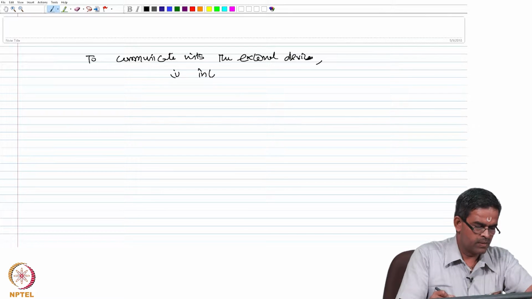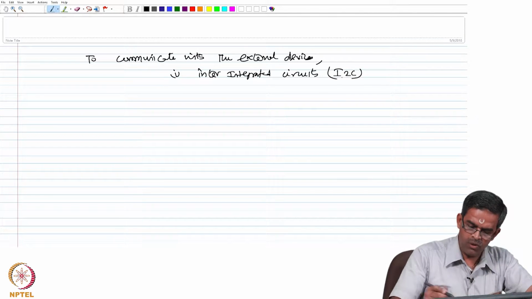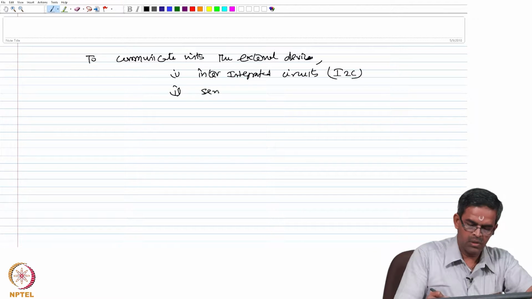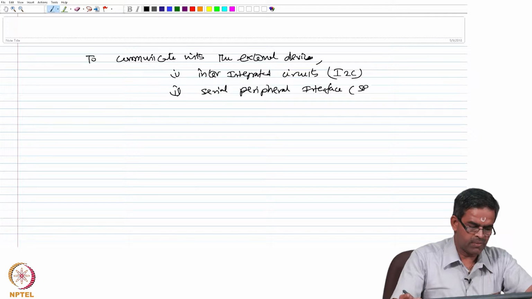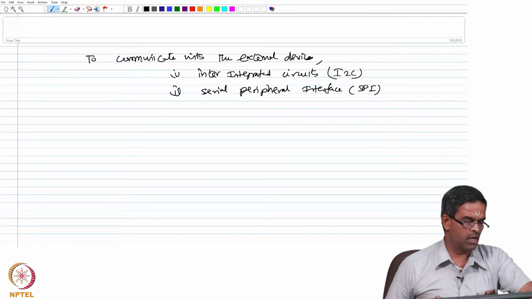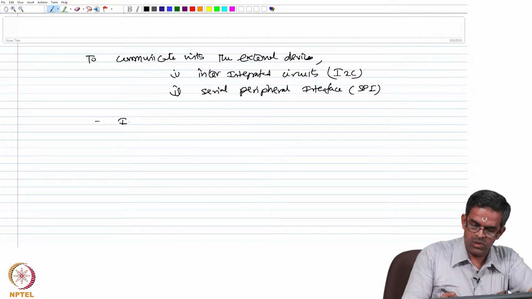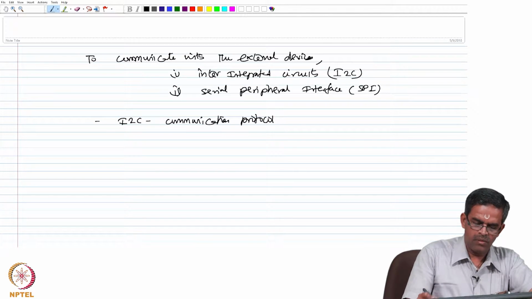There are two options: inter-integrated circuit, which is I2C, can be used, or one can also use serial peripheral interface, which is SPI. Any one of these protocols is generally used for such wireless communication. In the present study, we have used the I2C communication channel, or I should say communication protocol.